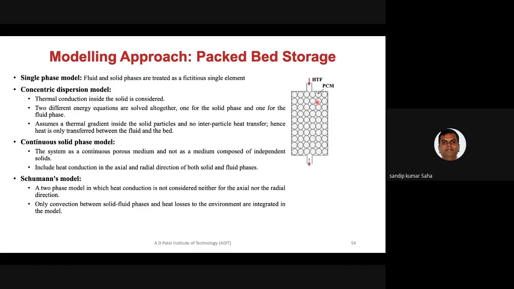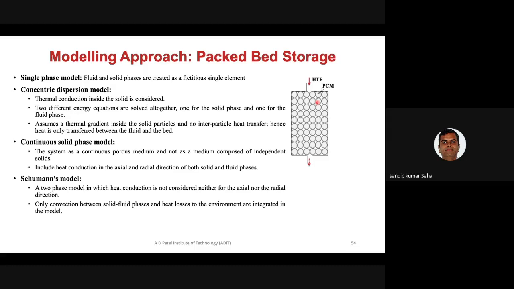But in most engineering situations, we are not very worried about microscopic analysis. In many cases we want to know what is going in and what is coming out. Inside, what is going on, we don't need much. That's why this type of porous medium model is used. Also, the porous medium model is very easy to implement and very less computationally expensive. That's why it is very popular.